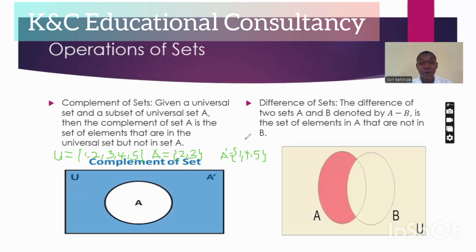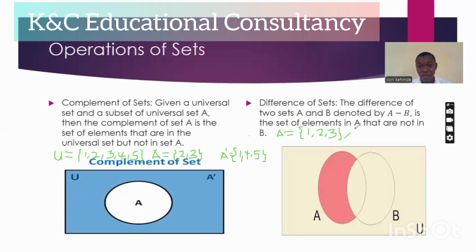Now, let's move on to the difference of sets. The difference of two sets A and B, denoted by A minus B, is the set of elements in A that are not in B. So any set of elements that are present in A. Now look at this one. Let's say, for example, I have a set A given as 1, 2, and 3.